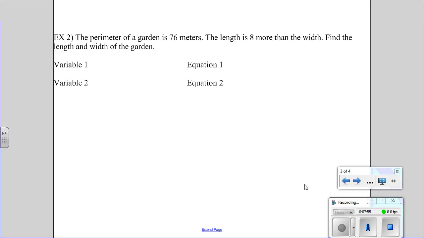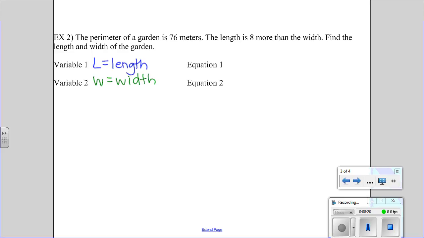So we're going to start this just like we did the other ones. I'm going to define my variables. L is equal to length, and W is equal to width. Now that I know what I'm going to use to represent length and width, I'm going to go back to the very beginning of the problem, and I'm going to turn each sentence into an equation.